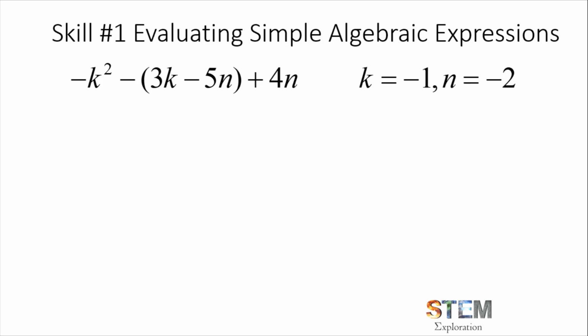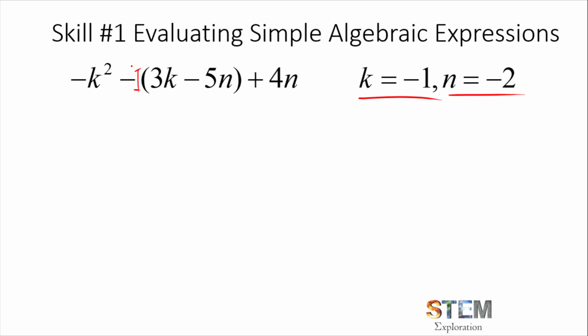Another example in terms of evaluating simple algebraic expressions is, let's say we have negative k squared minus, in parentheses, 3k minus 5n, plus 4n. And we want to evaluate it for when k is equal to negative 1 and n is equal to negative 2. And again, I'm going to do the same thing here, but one thing I do notice is that we could plug everything in the parentheses, but remember, please excuse my dear Aunt Sally, things in parentheses have to be dealt with first. And how I'm going to deal with that in this case is I have a negative sign here. Well, a negative sign means that this is negative 1.